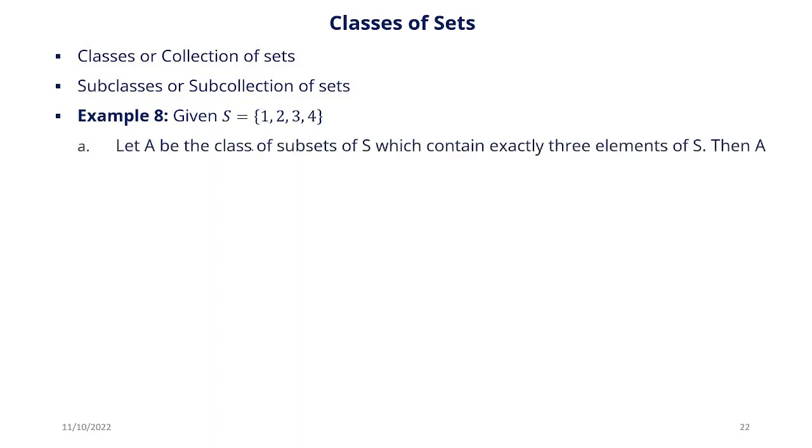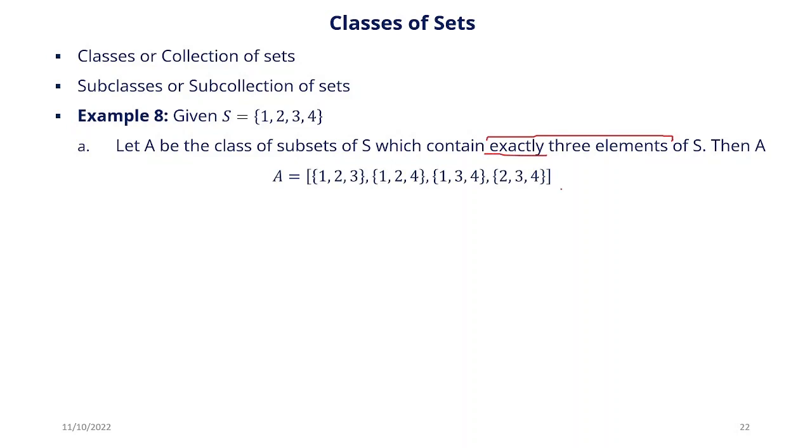Classes of sets. We can have classes or collections of sets, and we can also have subclasses or subcollections of sets. An example: given set S equal to {1, 2, 3, 4}, let A be the class of subsets of S which contain exactly 3 elements. Exactly, take note of this.